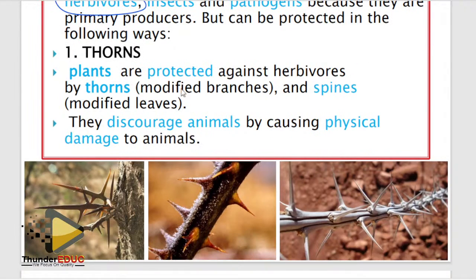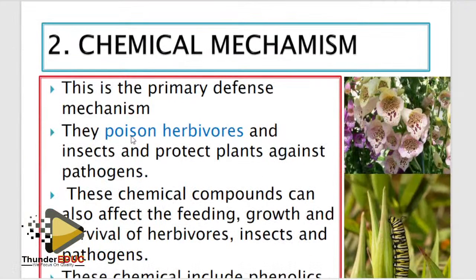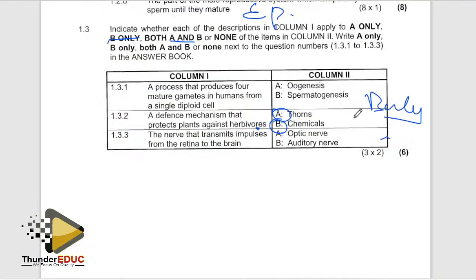The reason why thorns are used, number 1, is so that these herbivores don't eat it. Then number 2, chemical, poisonous, it poisons the herbivores. So the answer is both A and B. So it's both A and B. Yes.